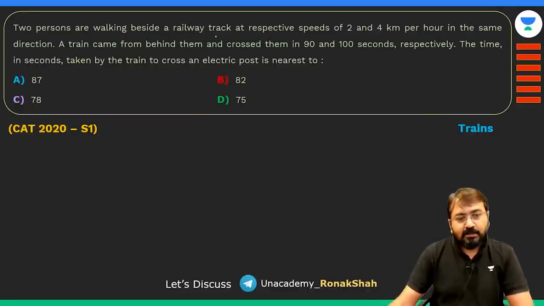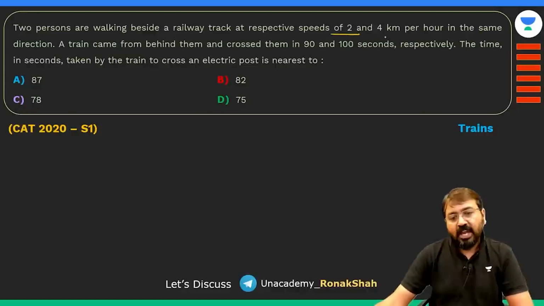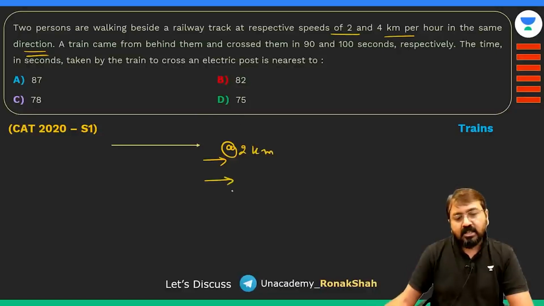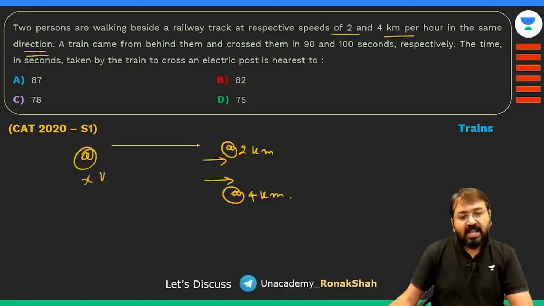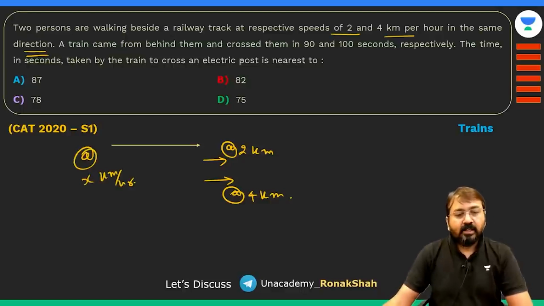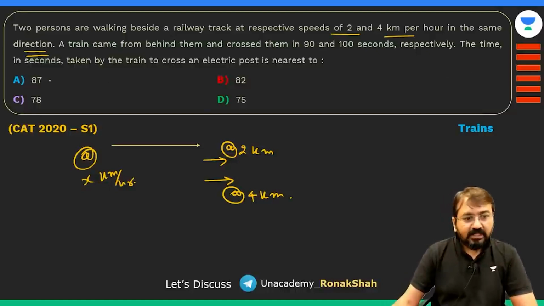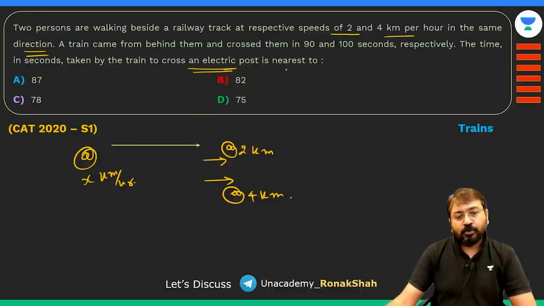So two persons are walking beside a railway track at a speed of 2 and 4 km per hour in the same direction. A train came from behind. One person is going at a speed of 2 km per hour and another is going at a speed of 4 km per hour. The train is traveling at the speed of x km per hour, and crosses them in 90 and 100 seconds respectively. The time in seconds taken by the train to cross an electric post is nearest to?